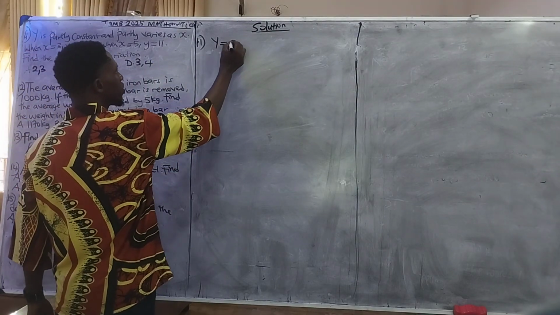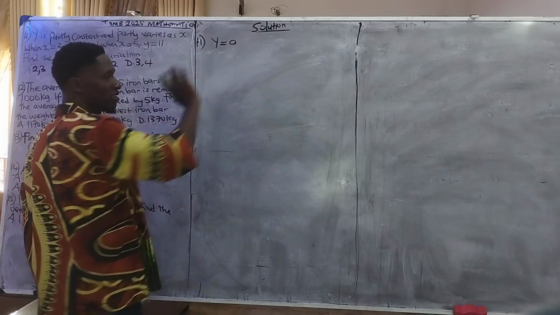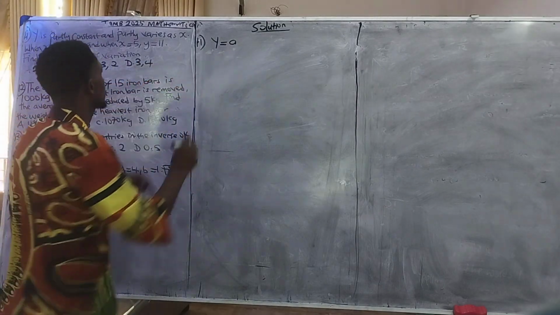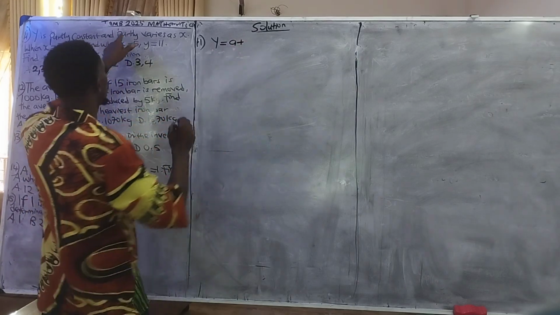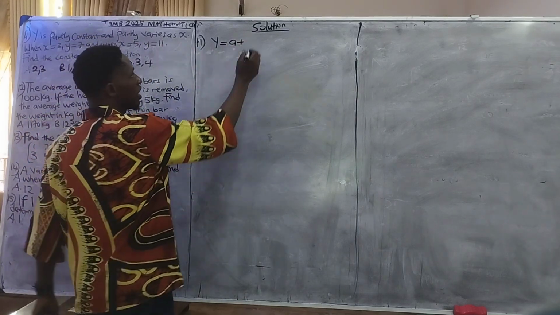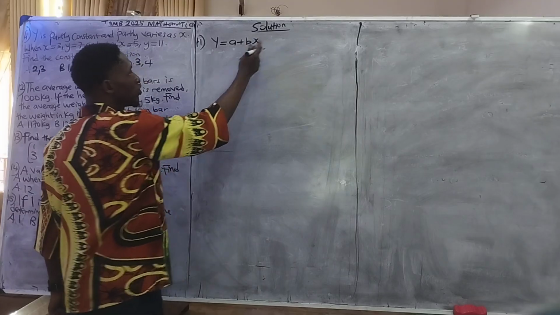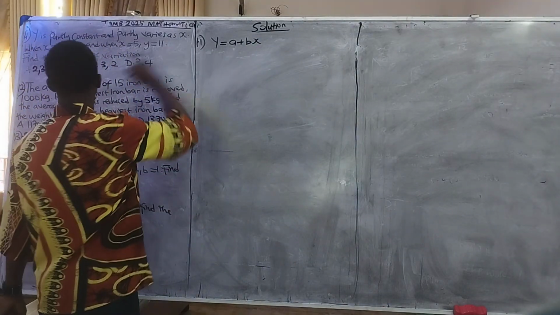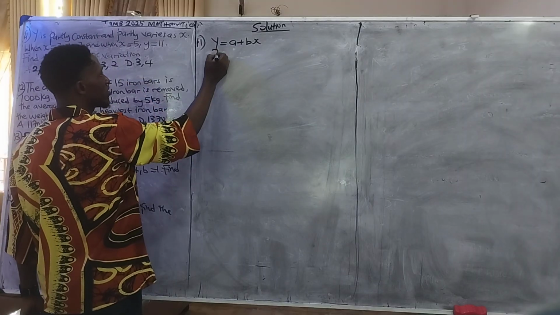Y is equal to the first constant, A, left alone without anything, since y is partly constant. Let's use A as the first constant, plus partly varies as x. So the second constant will be together with x. When x is 3, y is 7. So we have y as 7 here.